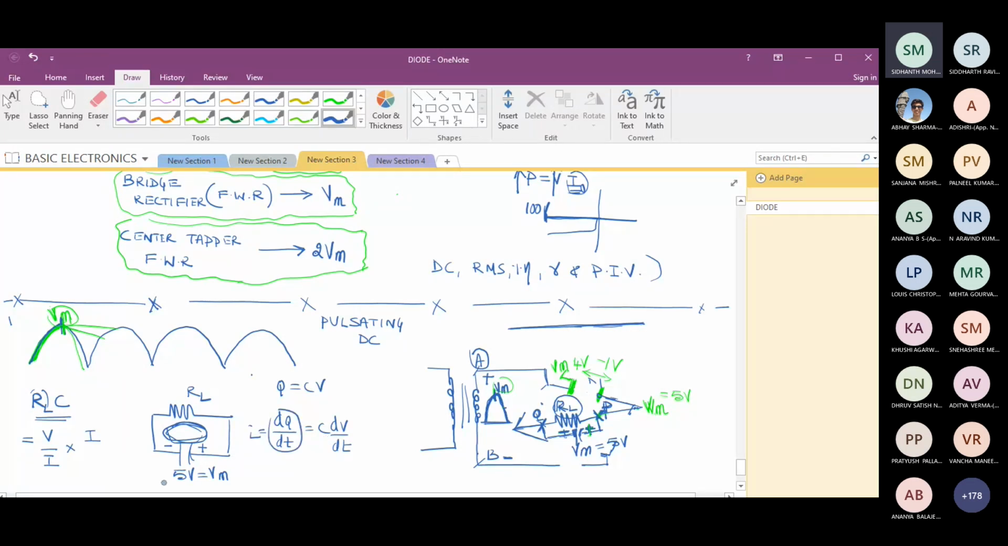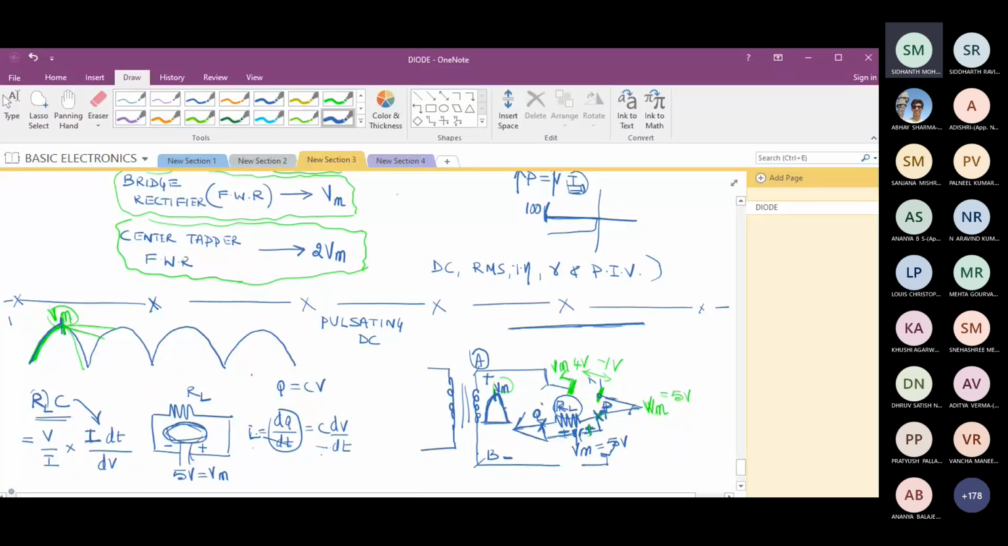So can I write I into dt by dV? Just cross multiply. Just push this dt to the left hand side. dV I have to push to the denominator. dt gets pushed to the numerator. It is I into dt by dV. All agree? Is it equal to C? Yes or no?